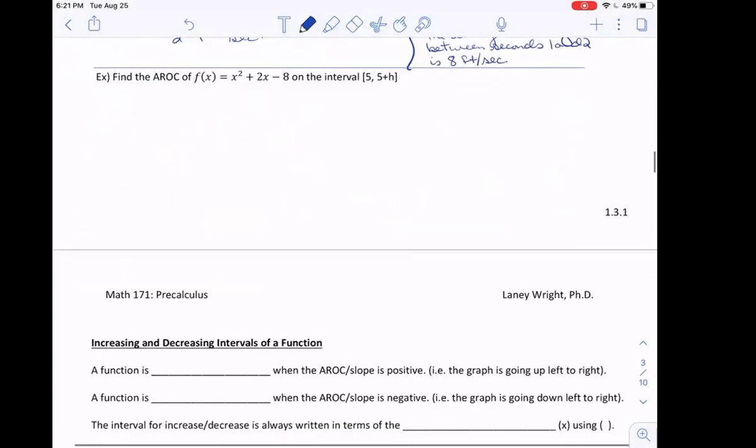So on this one, it's a little bit different. We're finding the average rate of change of this function, but notice the interval isn't just 5 and 7. We are using an expression as one of those endpoints. So we have to be careful about our algebra and simplifying when working these, but the formula is still the same. So we still need 2 points.